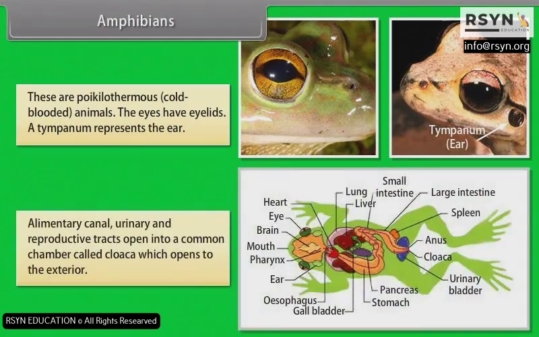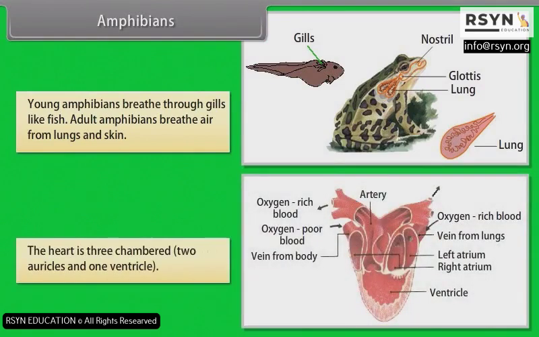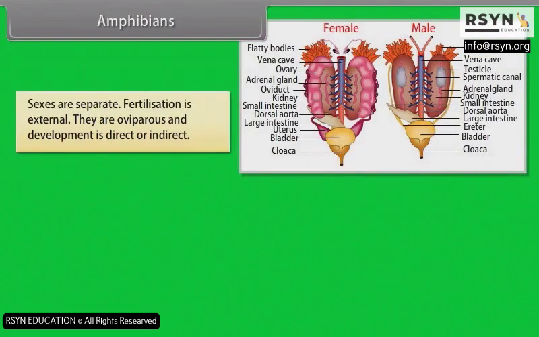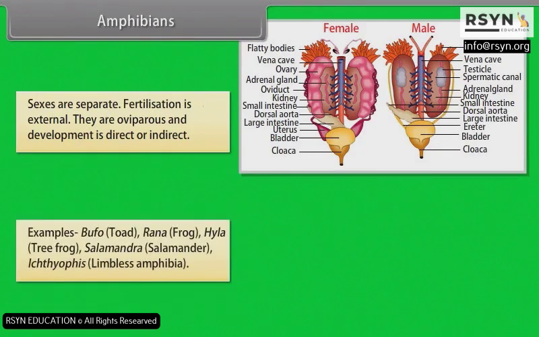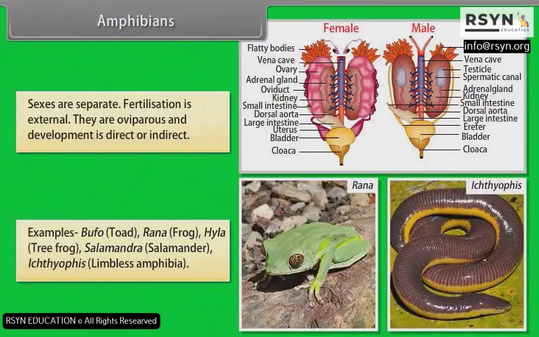Alimentary canal, urinary and reproductive tracts open into a common chamber called cloaca, which opens to the exterior. Young amphibians breathe through gills like fish. Adult amphibians breathe air from lungs and skin. The heart is 3-chambered, 2 auricles and 1 ventricle. Sexes are separate. Fertilization is external. They are oviparous and development is direct or indirect. Examples, Bufo, toad, Rana, frog, Hyla, tree frog, Salamandra, salamander, Ichthyophis, limbless amphibia.